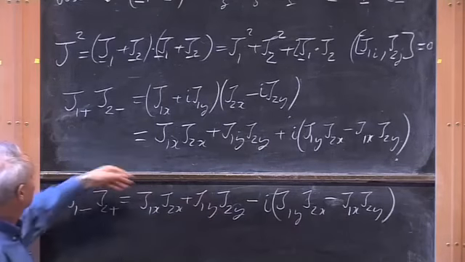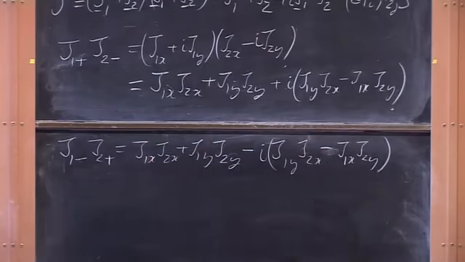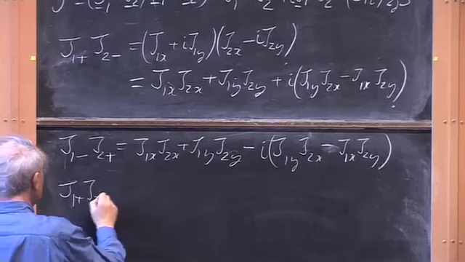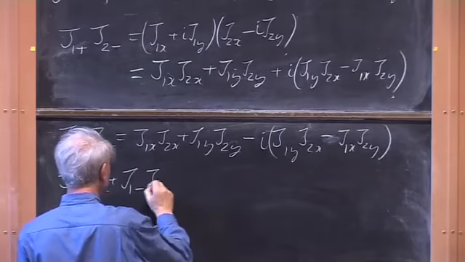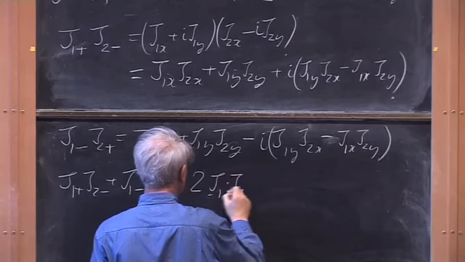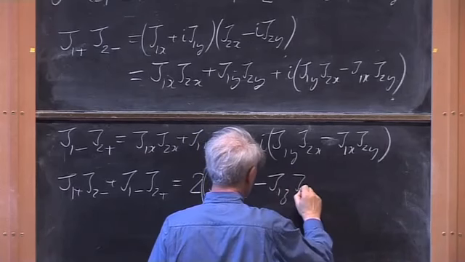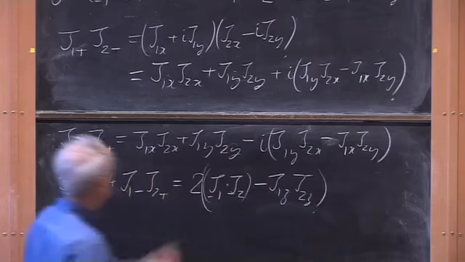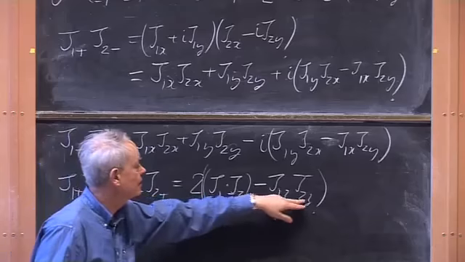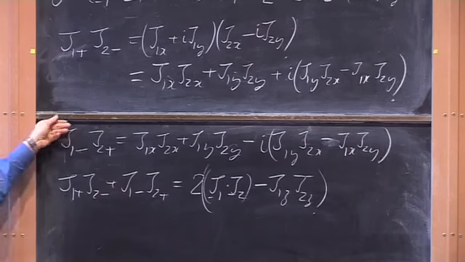So when I add these, the left sides, these pesky terms that I don't want will go away, and I will have that j1 plus j2 minus plus j1 minus j2 plus is equal to twice j1 dot j2 minus j1z j2z. Right? Because these two taken together make j1 dot j2 minus the z bits, which are inside here. So now we have what we want, which is an expression.